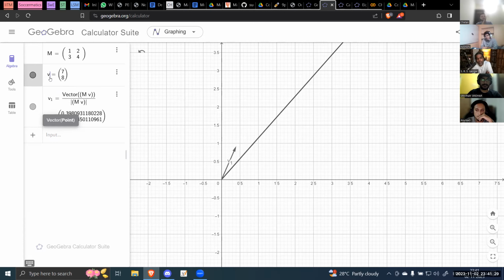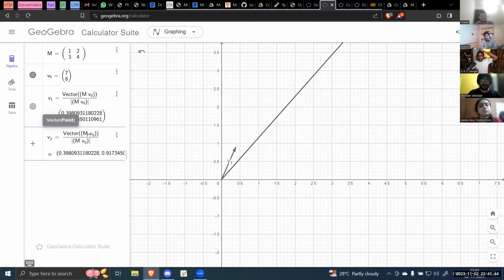नहीं, 7 8 को V0 बोलो. Perfect. Now do it for V2. Just copy paste it. That's it. Change. You know what we are doing? We don't want the vectors to become big. We pull it down. That's all. Don't divide it by m V0. Divide it by some constant of your choice.